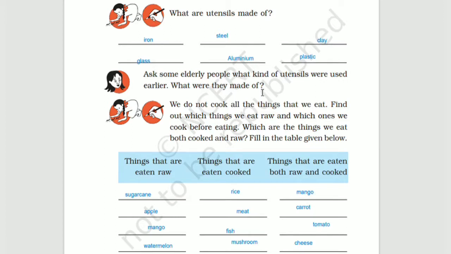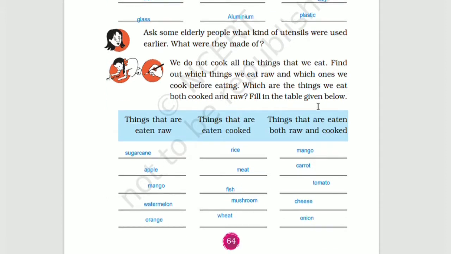In olden days they were using clay. Later on only we started using aluminium, etc. We do not cook all the things that we eat.